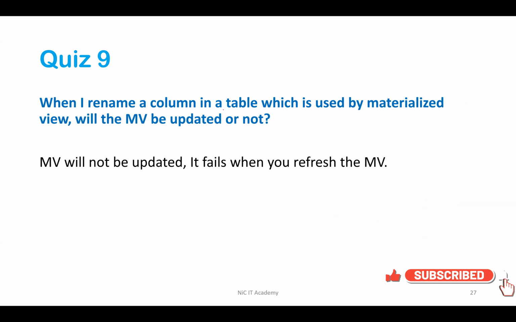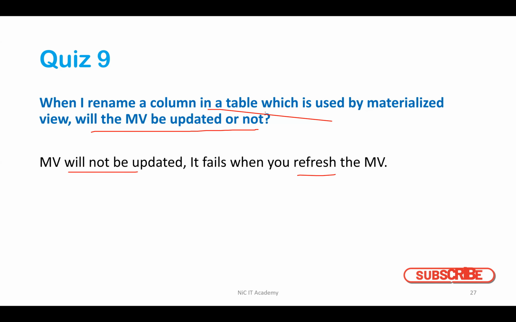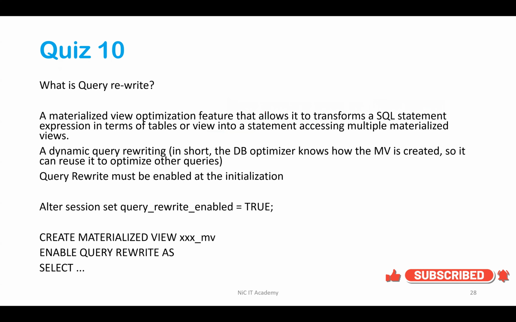When I rename a column in the base table, which is used by a materialized view, will the materialized view be updated or not? The materialized view will not be updated. It fails when you go for the refresh. Why? Because you have changed the column name, right? So if you have changed the column name, you cannot do it.